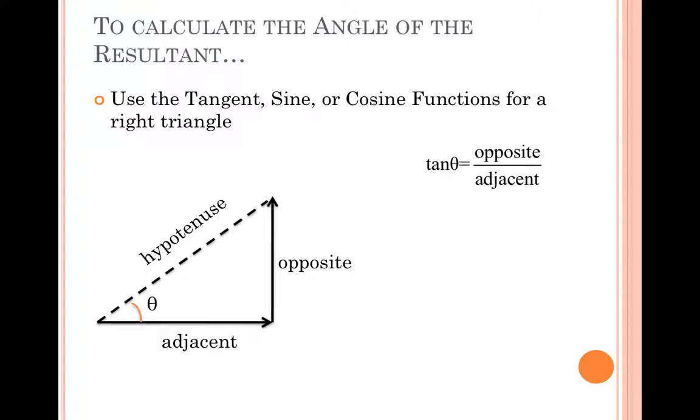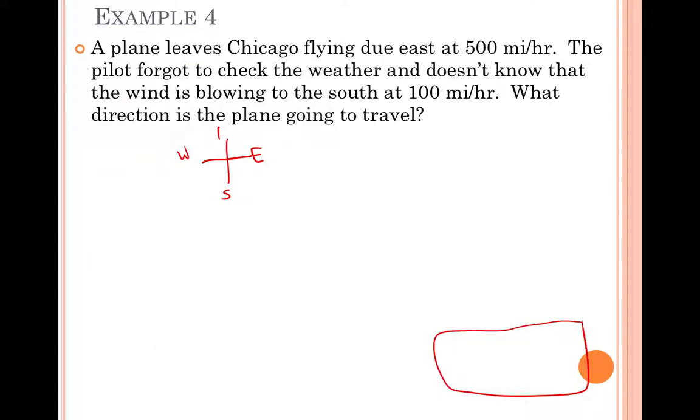If you remember, tangent is opposite over adjacent, correct? Sine is opposite over hypotenuse, and cosine is adjacent over hypotenuse.